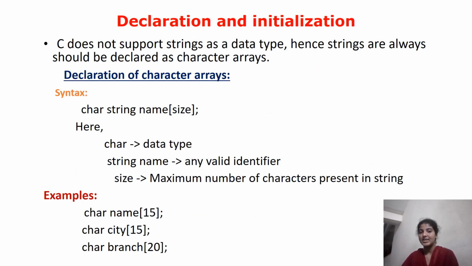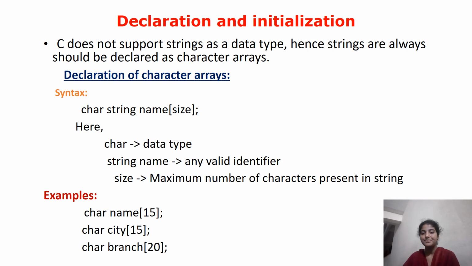Declaration and initialization. C does not support strings as a data type. Hence, strings should always be declared as character arrays. Declaration of a character array. Syntax of declaration of a character array: first, char, string name and size, and semicolon. Here char is a data type and string name is any valid identifier. Size will be the maximum number of characters present in a string.